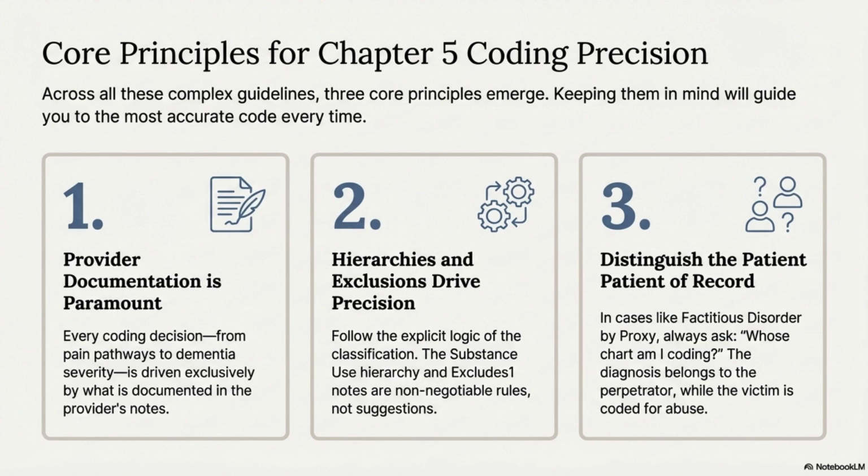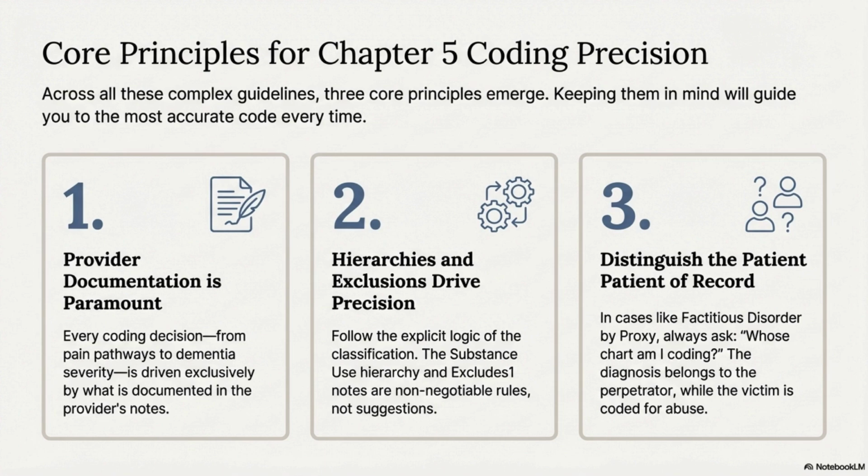Principle 3. Always identify the correct patient of record. This is especially important in conditions like factitious disorder imposed on another. The perpetrator and the victim receive completely different codes, so always ask yourself, whose chart am I coding? These 3 principles form the foundation of accurate Chapter 5 coding and help ensure that every code you assign truly reflect the clinical picture.